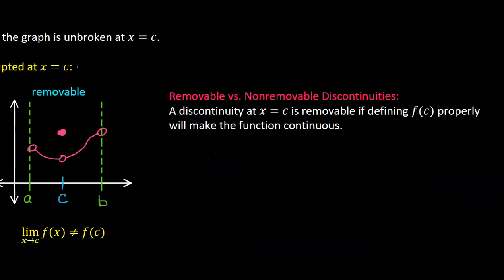So let's just write that down formally. Removable versus non-removable discontinuities. A discontinuity at x equals c is removable if defining f at c properly will make the function continuous.